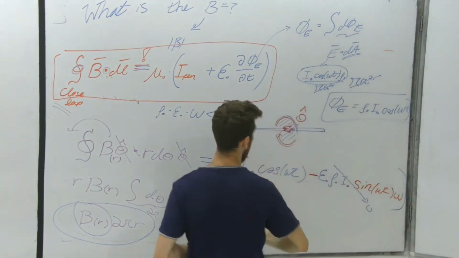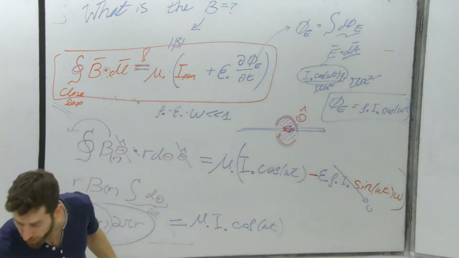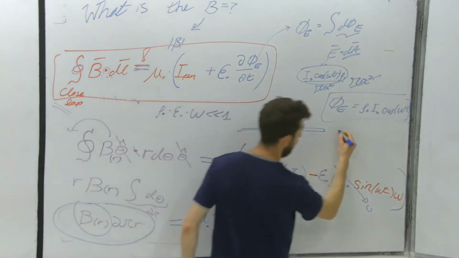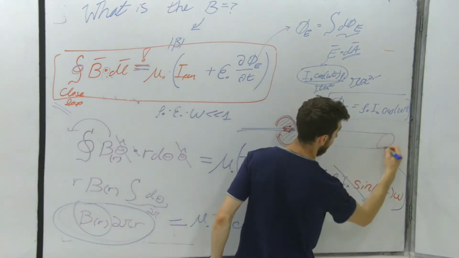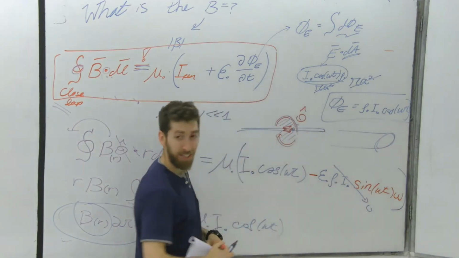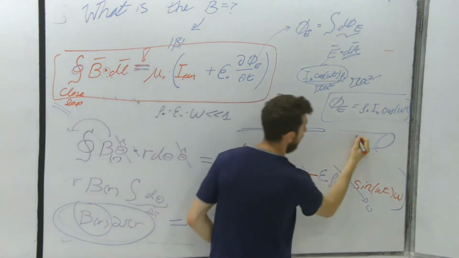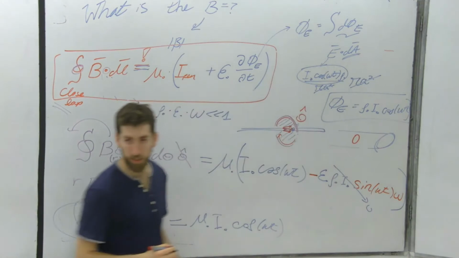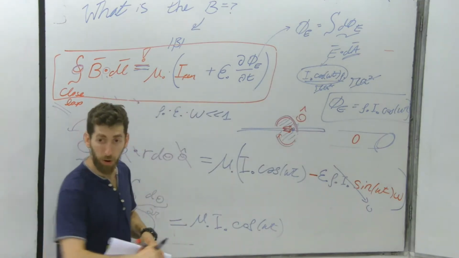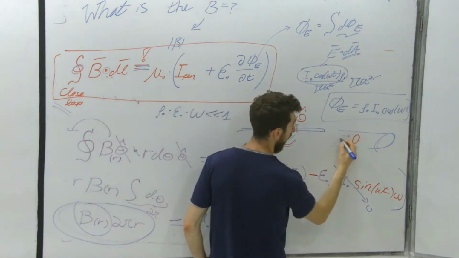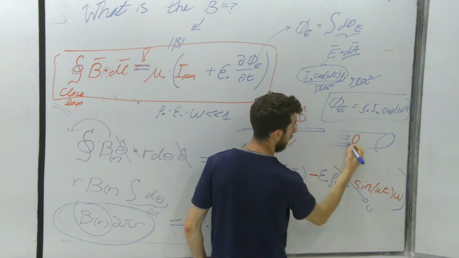I cannot look at this picture. I can look at this picture. This is the wire, right? This is the wire, and I did my loop here. Okay? So there's a lot of currents that go inside. There's I all over the place, right?